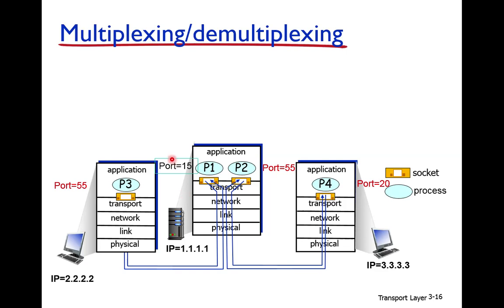So for this purpose we use port number. Here the port number is 15 for P1 and 55 for P2. You can see that application P3 on this system also has port number 55, and P2 also has port number 55. So it is not a conflict. Why? Because this port number is used only on this system.